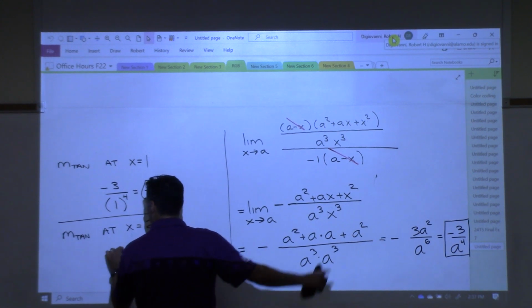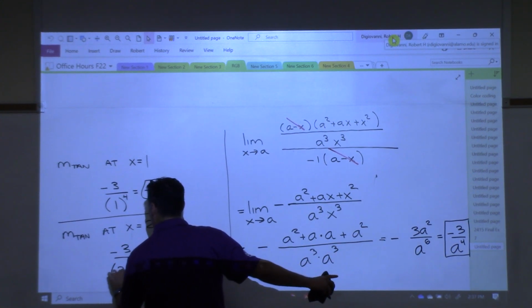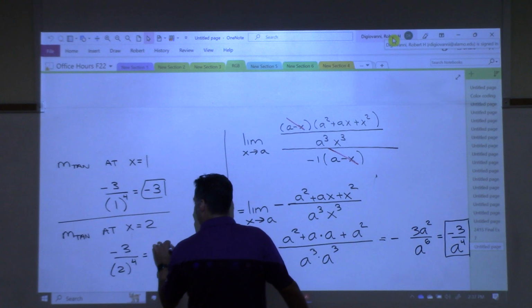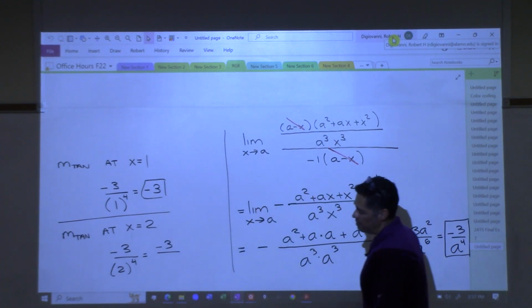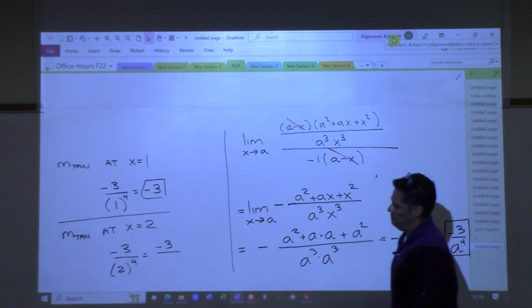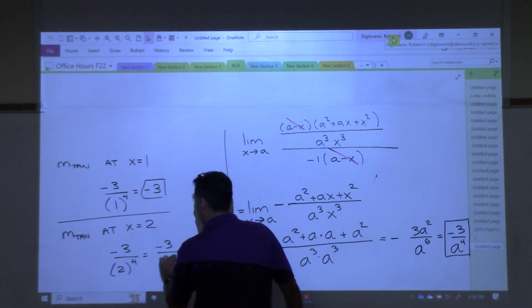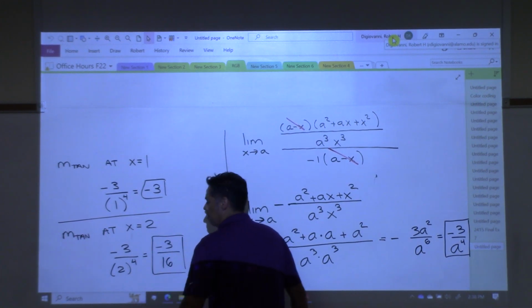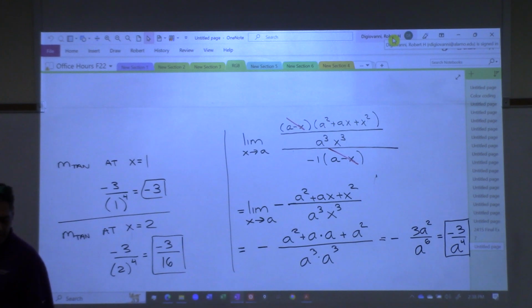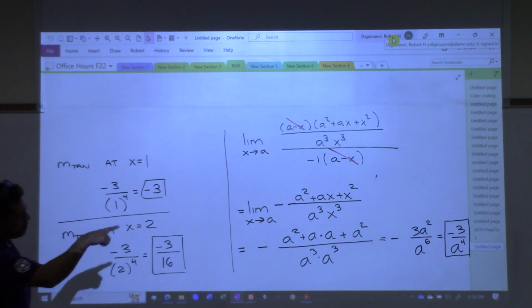Then what I would do is take that formula again, replace the a with 2, 2 to the 4th. So we get negative 3 over 2 to the 4th, which is 16. So we get negative 3/16, right? And so on and so forth. Look at that formula for a second.